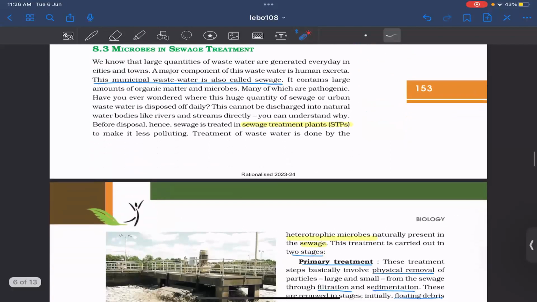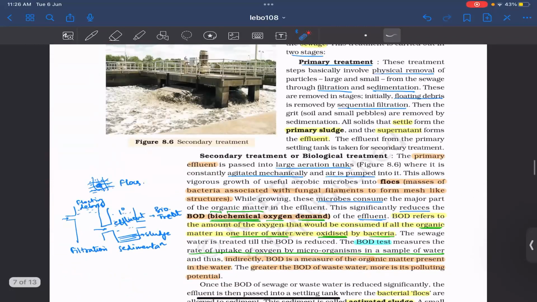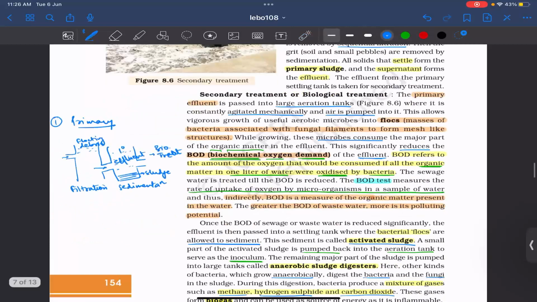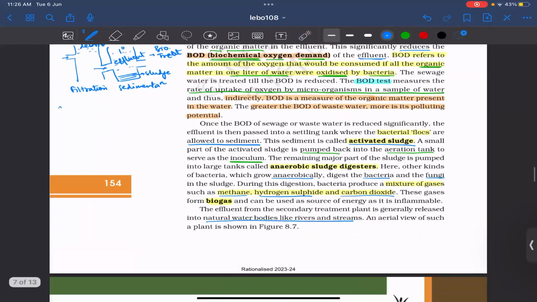Then we have sewage treatment. It is done in STPs, sewage treatment plants. There, it consists of two processes, primary and secondary. First is primary treatment. In primary treatment, first there is filtration. From the filtration, floating debris are removed. Then they are passed for sedimentation. In sedimentation, the settled material is called the sludge, and the supernatant is called the primary effluent, which is then sent for biological treatment. In biological treatment, we'll just form a flowchart here.